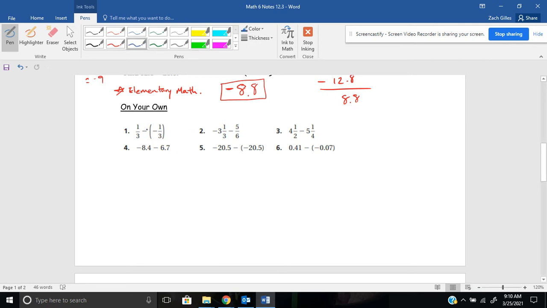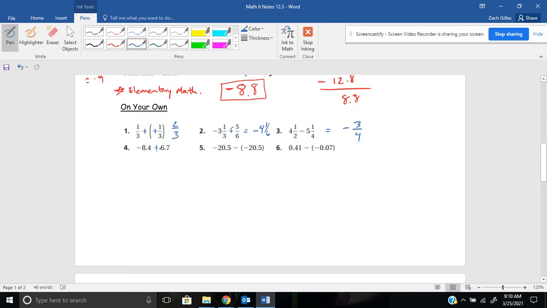Right, number 1, chop. 1/3 plus 1/3, 2/3. Number 2, leave the first one alone. Subtraction to addition next to its opposite. So I'm adding 2 negative numbers. I know it's going to become more negative. So negative 4 and 1/6 is what you should arrive at. Next one, 4.5 minus 5 and 1/4 be negative 3/4.